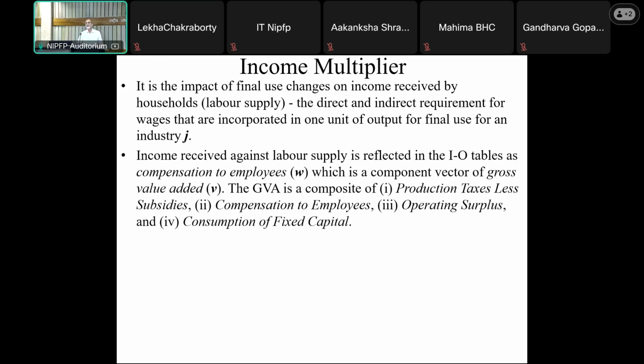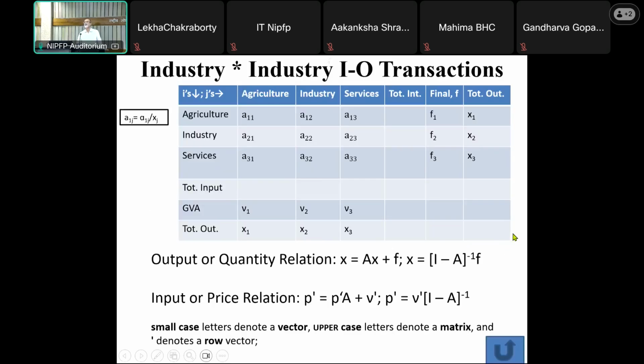But I'm looking only at the income multiplier, through which you can assess that if the income is multiplying, it is also leading to more employment. This income multiplier can be looked at from the gross value added. The gross value added has the compensation of employees, the production taxes less subsidies, and the operating surplus. You can generate an income multiplier, a profit multiplier, or a revenue multiplier.